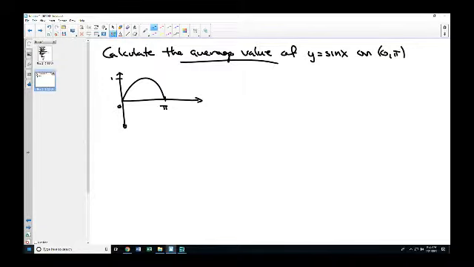So you're given a function, you're asked for the average value. That's a y coordinate. So what's the average y coordinate of that function? Okay. This question is asking, if I took all of these points, the y coordinate of all of them, and I averaged them, what would I get? Okay, this is the average of the y coordinates.